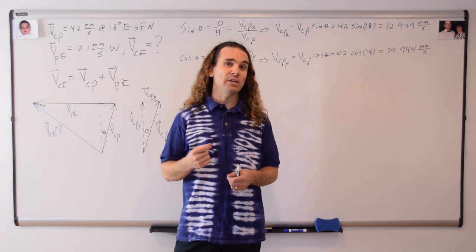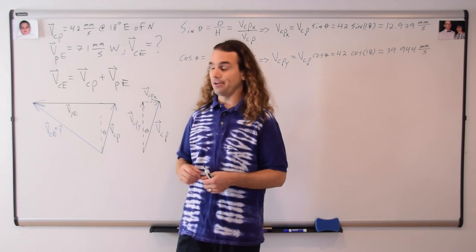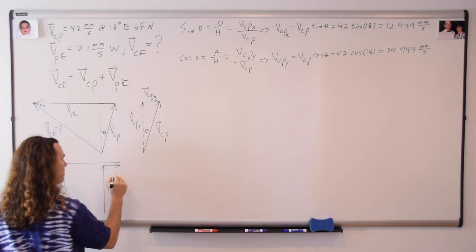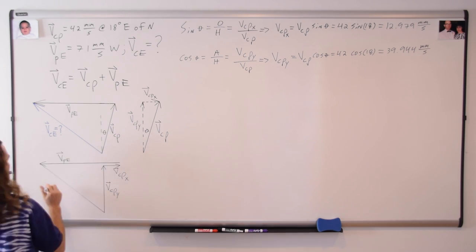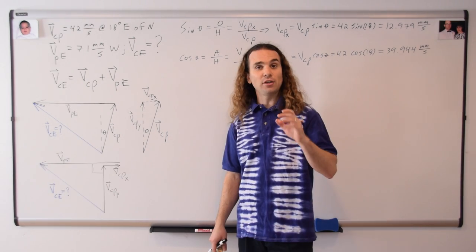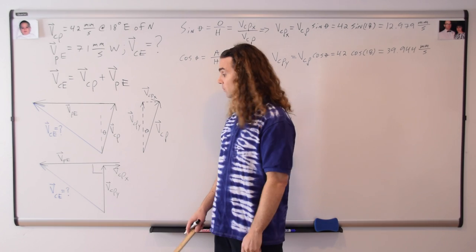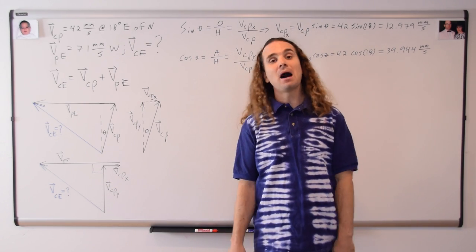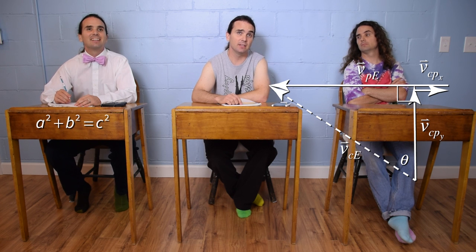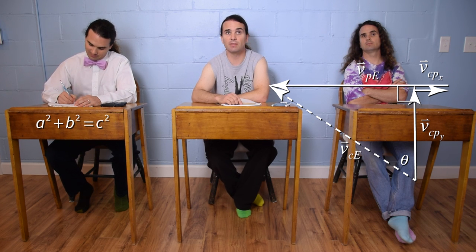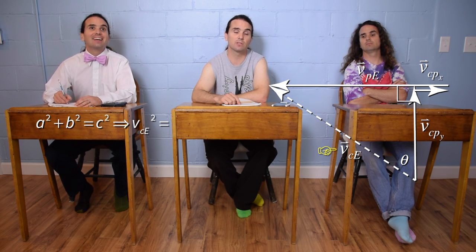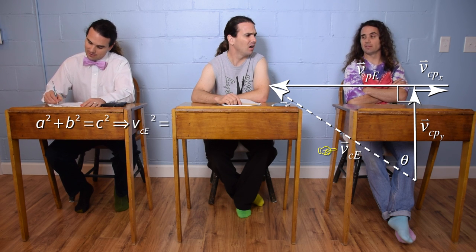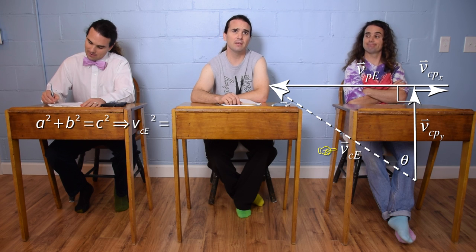And now we can redraw our tip-to-tail vector diagram. And you can see that we now have a right triangle, which means that we can use the Pythagorean theorem and SOHCAHTOA. Bobby, please keep going. Okay, a squared plus b squared equals c squared, so the velocity of the car with respect to the earth squared equals the... What do we do in the x direction? Just add the two vectors together. Oh, okay. Yeah, that makes sense.